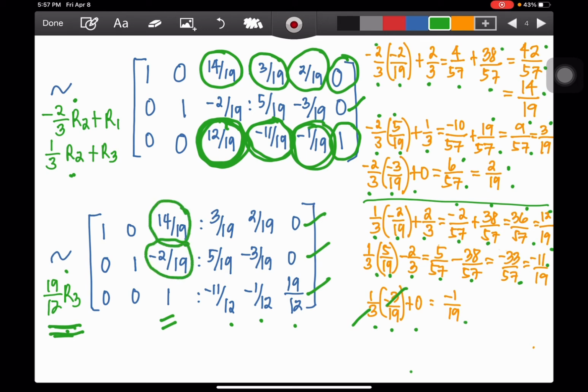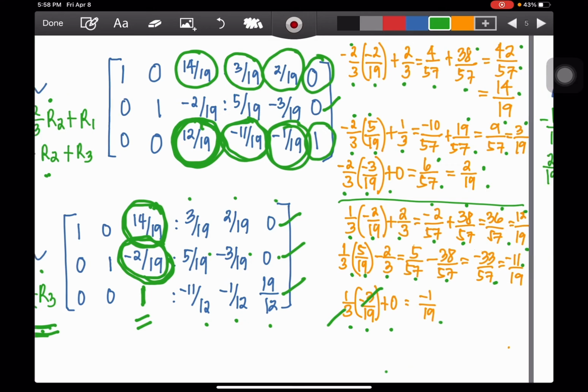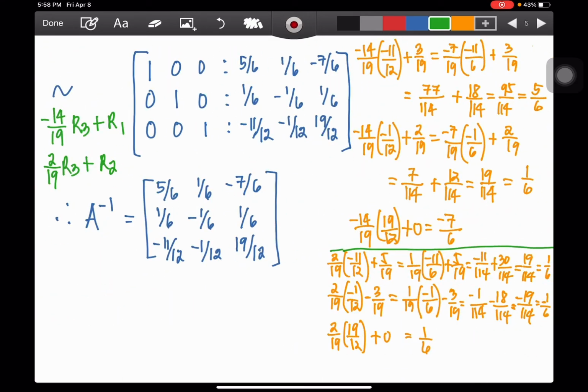We are going to make these two equal to 0 by following some rules again. So we multiply 1 by the additive inverse of 14 over 19, which is negative 14 over 19, and add it to row 1 to make this equal to 0. And so that's with the other elements here. Then multiply 1 by 2 over 19 plus negative 2 over 19 to make this equal to 0, as well as with the other elements here in row 2. Okay, so the formulas now are negative 14 over 19 R3 plus R1 and 2 over 19 R3 plus R2.